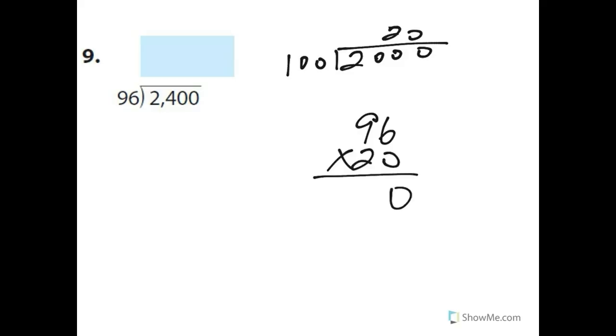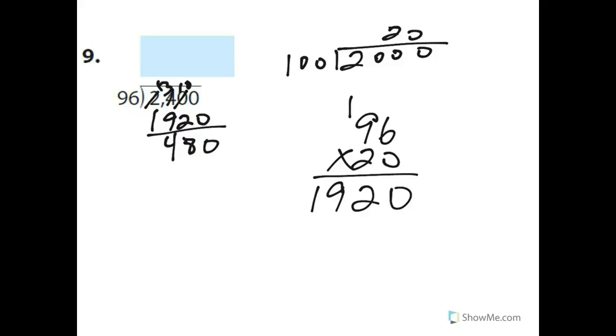Drop my 0. 2 times 6 is 12. Carry my 1. 2 times 9 is 18 plus 1 is 19. So 1,920. Okay, 0. 10 is 8. That would be 3. So 13 minus 9 is 4. 480. How about 5? Let's try 5.